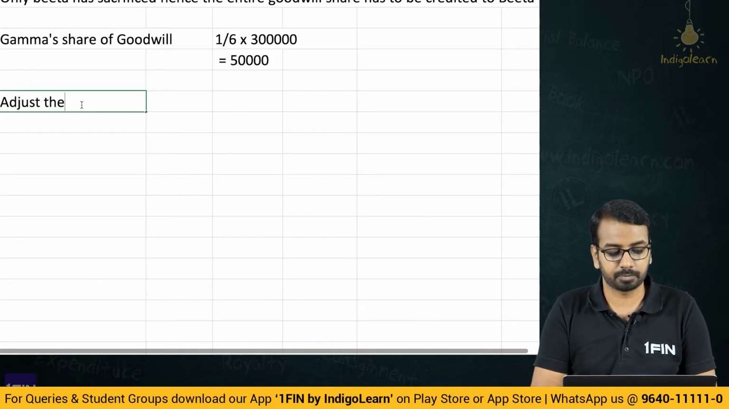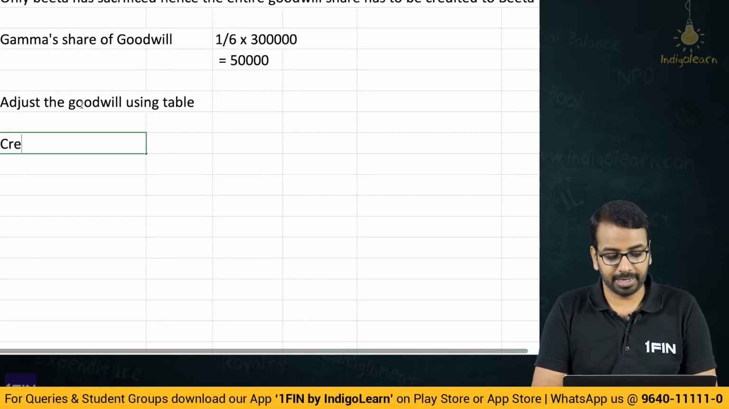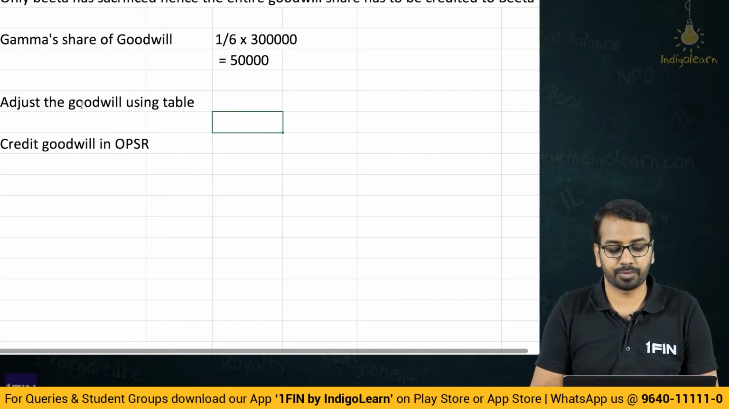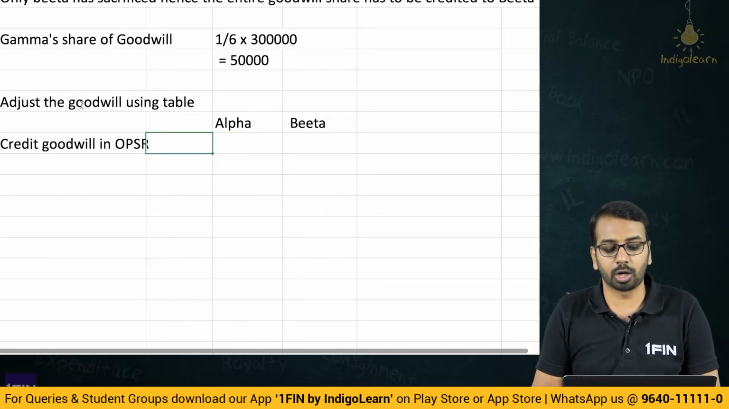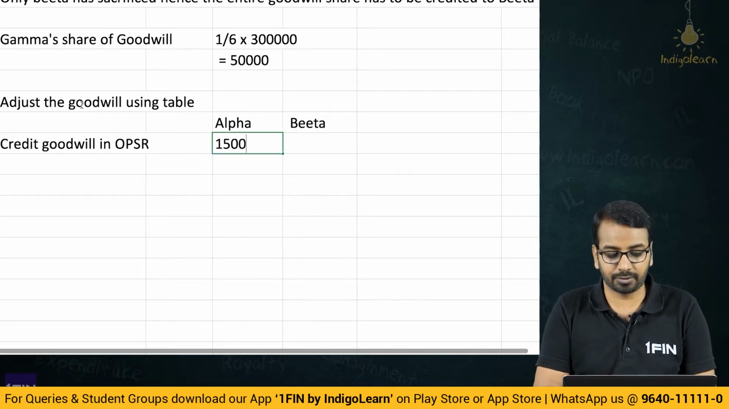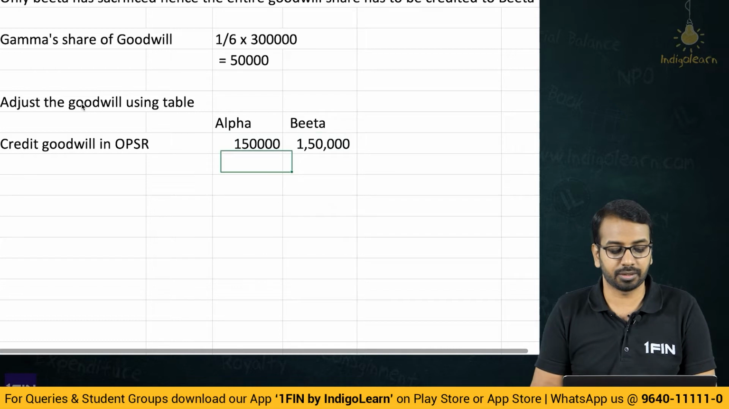Okay. Now, if you do not want to calculate the sacrifice ratio and if you want to adjust the goodwill using a table, then how will you do it? Credit goodwill in old profit sharing ratio, Alpha and Beta. Now, what is the total goodwill? Total goodwill is 3 lakhs. So, 1,50,000 here, 1,50,000 here.